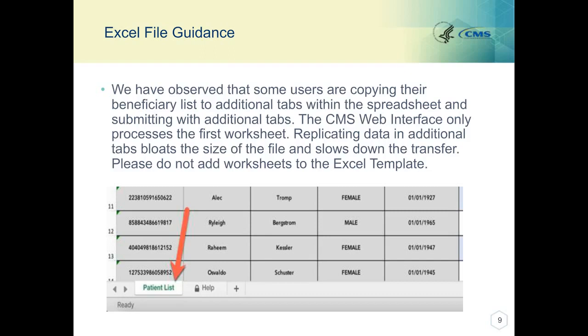file. We only process the first worksheet, and any additional worksheets are not processed in the file, and it slows down your file transfer. So we recommend that you not use that as a way to store supplemental beneficiary information or version control your information. You can at any time download with data a copy of everything that the system has accepted to date and keep that as a separate Excel template. But please do not copy multiple worksheets within your Excel file. Next slide.